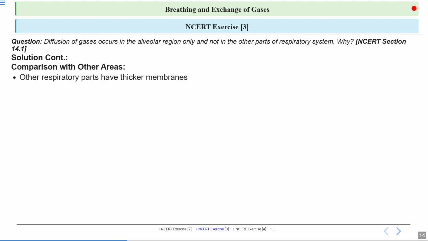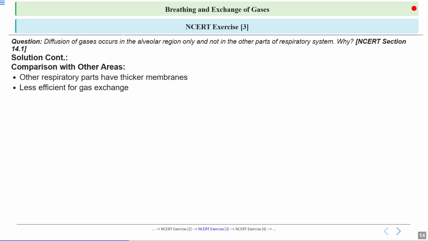Comparison with other areas. Other respiratory parts have thicker membrane. If you see the other parts, we are not talking about the alveoli now. Let us see the bronchioles. There are different levels of bronchioles, level 1, level 2, like this, and ultimately it reaches the region having the balloon like structure, that is called alveoli. If you see the different levels of bronchioles, there also some gases exchange takes place, but not as much as at the level of the alveolar region, right?